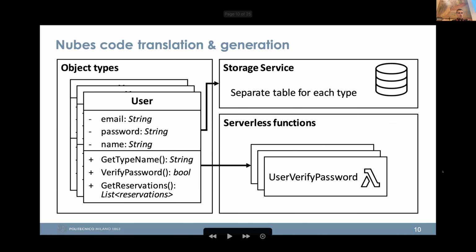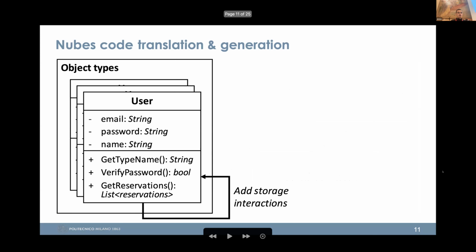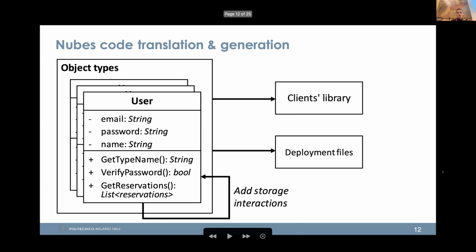So as I said, we map the fields to the storage service, and we have functions for the methods. What does Nubes do? Nubes uses code translation and generation to automatically manage the interaction with storage between objects, and also within methods of the same object. It generates a client library, which clients can use to interact with the objects that are deployed in the cloud environment, and deployment files that can be used to actually deploy the application.